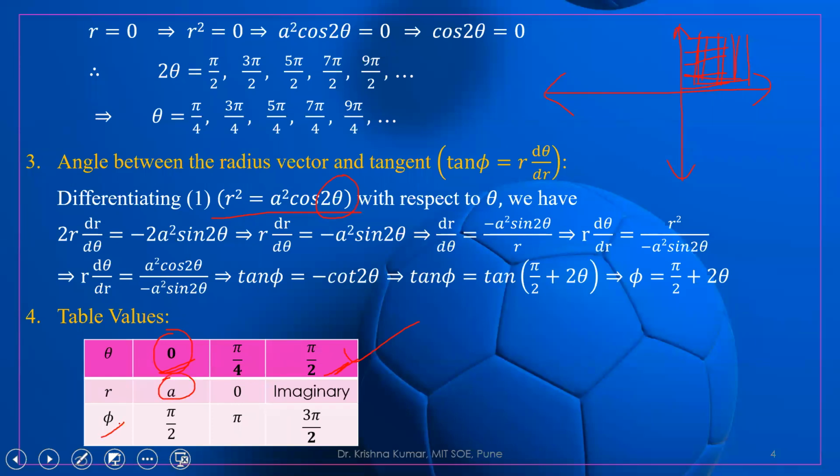And what is phi? If theta equal to 0 over here, phi is equal to pi by 2. Similarly, if you put pi by 4, we have already seen that r equal to 0. And what is phi? Phi is pi by 4 plus pi by 4, which is pi by 2 plus pi by 2, so it is pi. Similarly, if you put pi by 2, what will happen? r square is a square cos pi, and cos pi is minus 1. So we are getting r square equal to minus a square. What it means? The curve is not possible for theta equal to pi by 2. Correct?